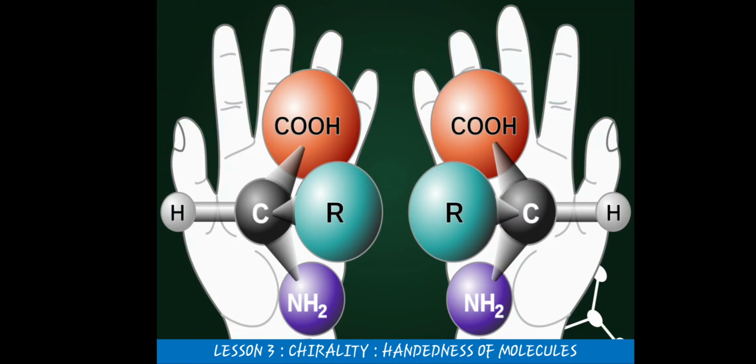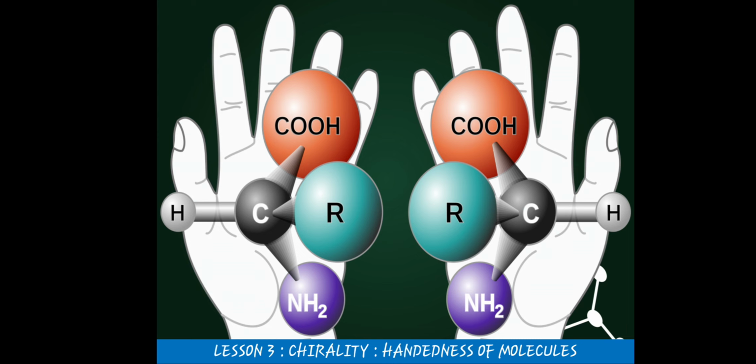Let's continue our discussion for lesson 3, which is chirality. We've already finished lesson 1, introduction to biochemistry, and lesson 2, classification of carbohydrates. Let's continue by knowing what chirality is. As we read in the title, chirality is particularly about the handedness of molecules.